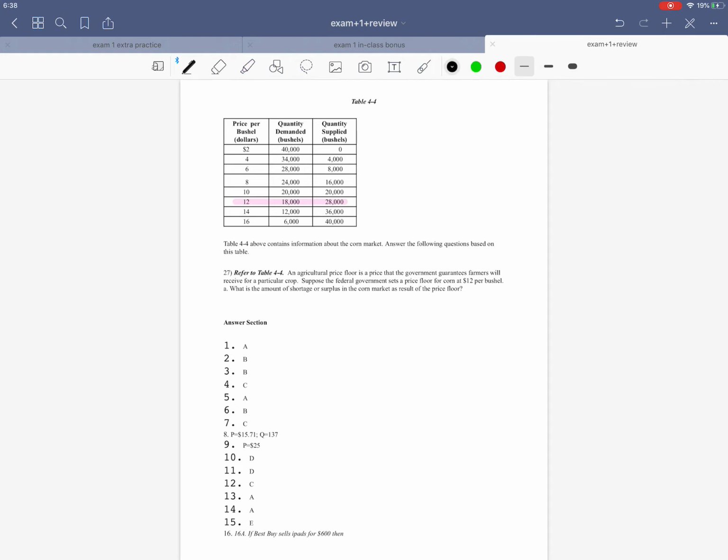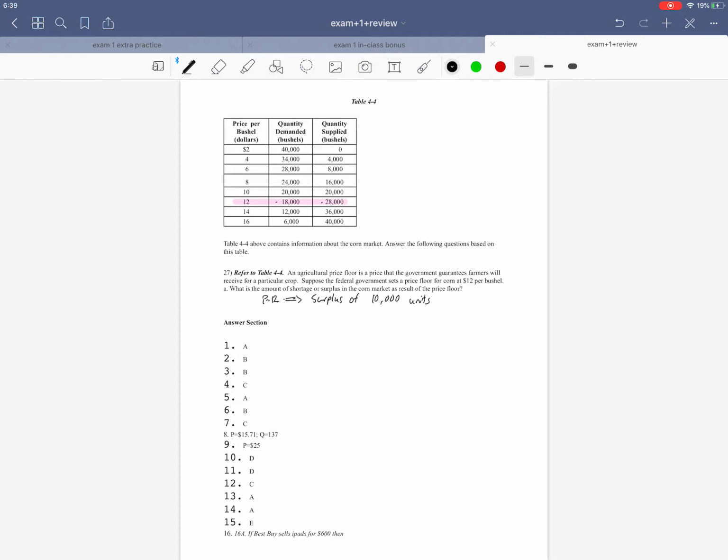So first, let's answer this first part. We see that at the price of $12, that means that there is going to be a surplus of 10,000 units. And the reason why is because we see quantity supplied is 28,000, quantity demanded is 18,000. The next question will be, is this efficient? And we know that it's not going to be efficient because anytime a price floor is implemented, that means that the price can't go below that amount. So if the price can't go below that amount, that means that that surplus is going to persist.